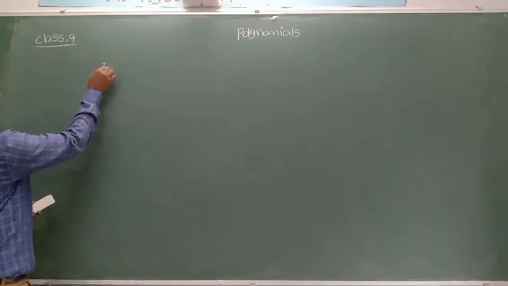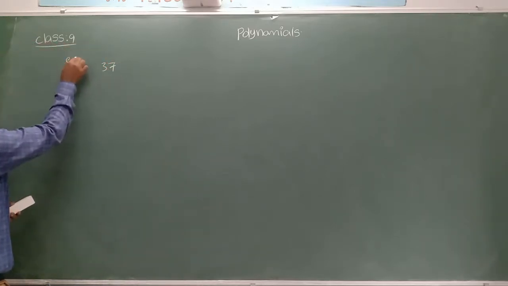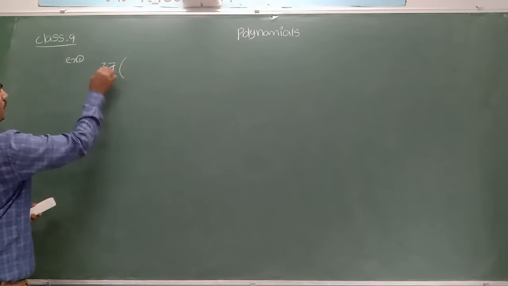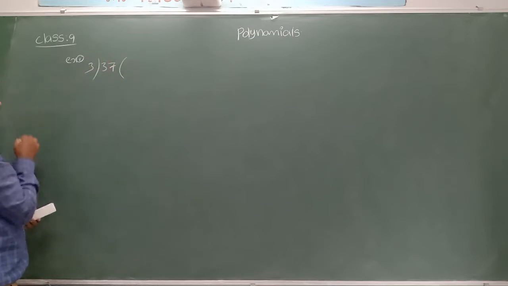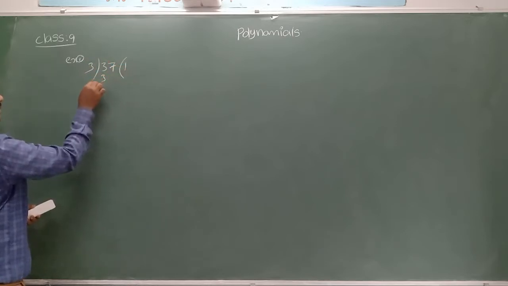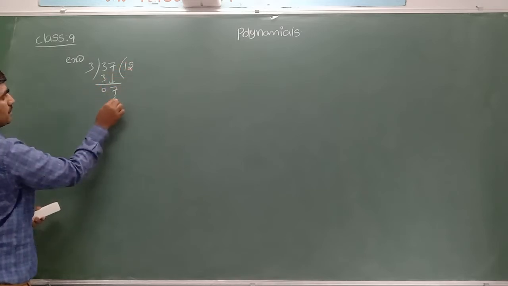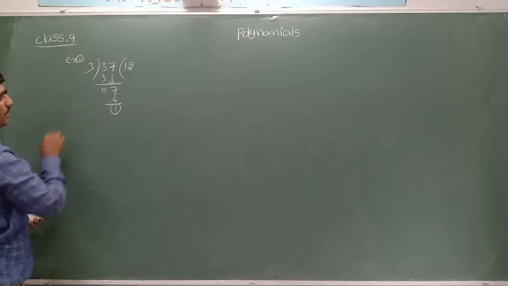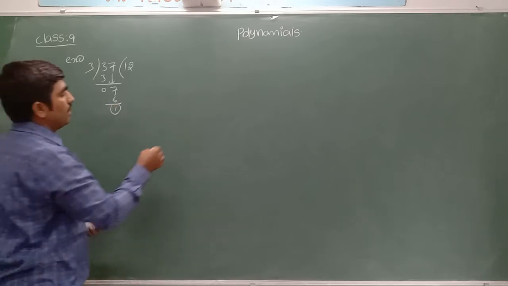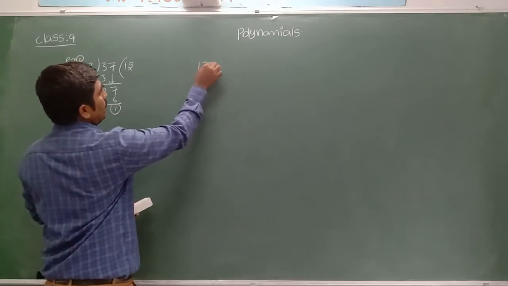Suppose let me take one number, 37. Example 1. Now I want to divide this with 3. See, 3 1s are 3. Let me take 7 here. 3 2s are 6. What is the remainder I got? Remainder is 1.